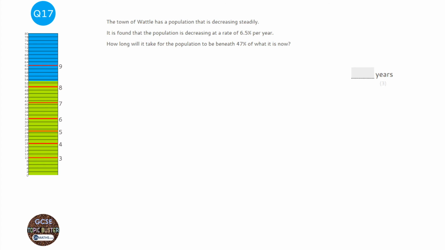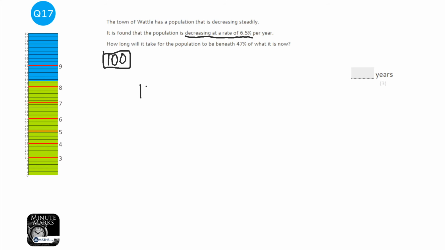Now, whenever you're not given a quantity, one method of being able to do it is by putting in your own quantity, and the easiest quantity to put in is the number 100. So I'm going to pretend that the population of the town at the start is 100. Now, this question, as I said, is all about multipliers, so we need to figure out what a decrease of 6.5% as a multiplier is.